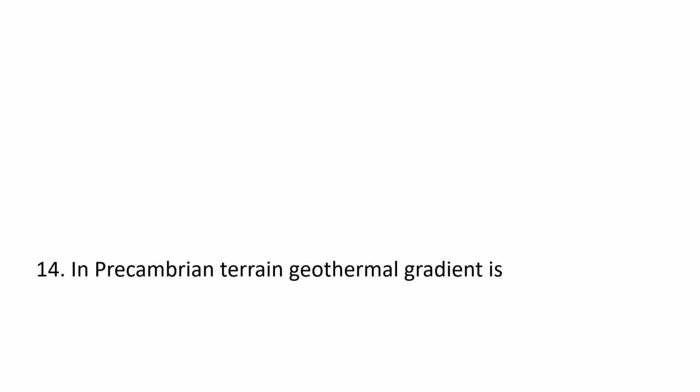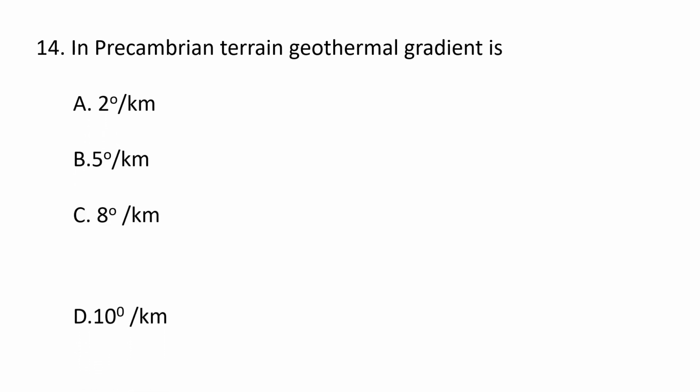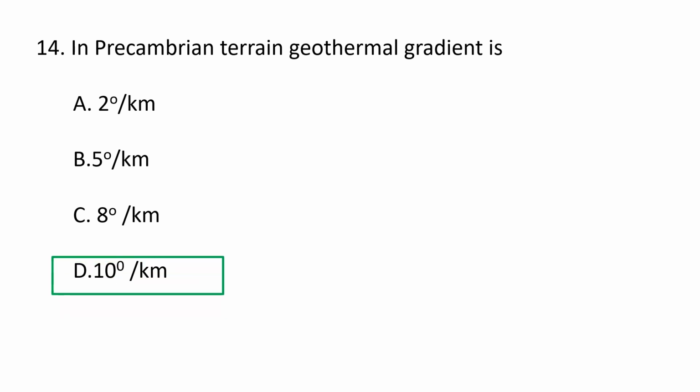Next question. In Precambrian terrain, geothermal gradient is A. 2 degree per kilometer, B. 5 degree per kilometer, C. 8 degree per kilometer, D. 10 degree per kilometer. In Precambrian terrain, geothermal gradient is 10 degree per kilometer. The geothermal gradient is defined as the increase in temperature with depth. So in Precambrian terrain, the geothermal gradient is 10 degree per kilometer. D is the correct option.